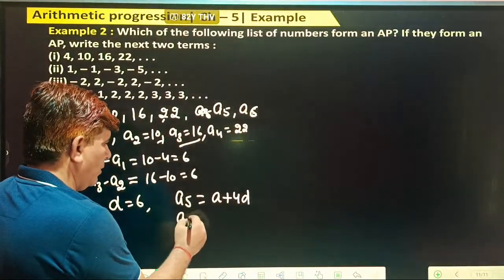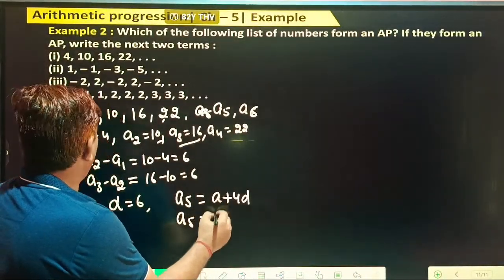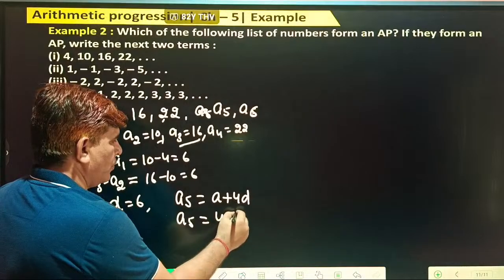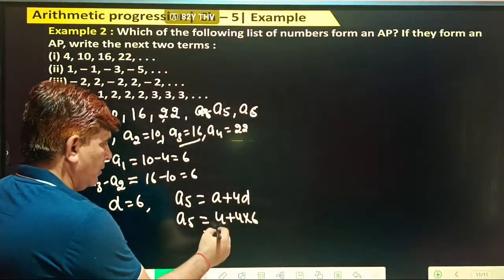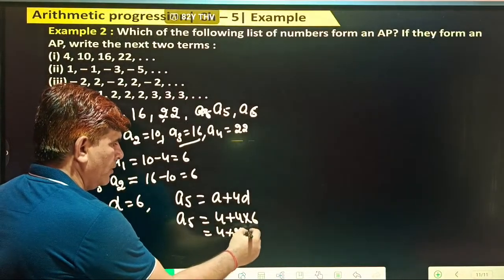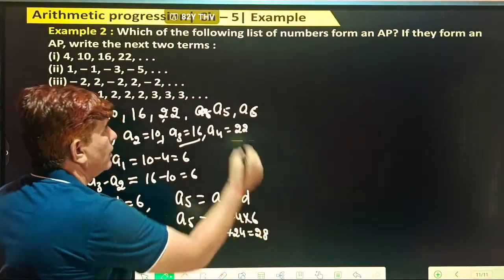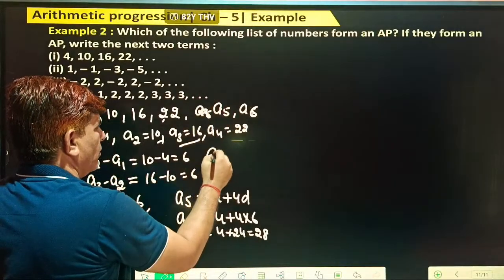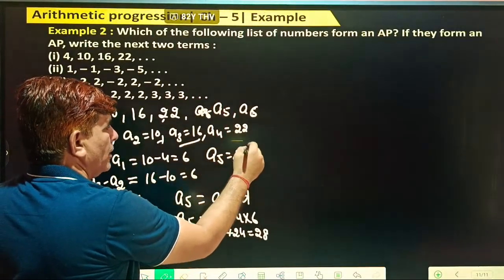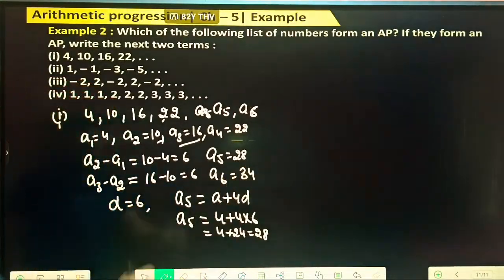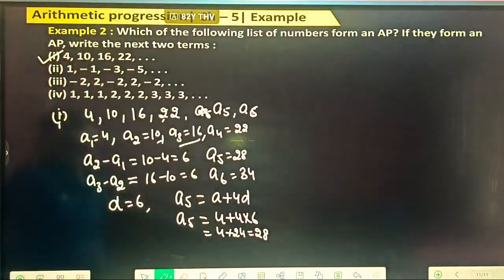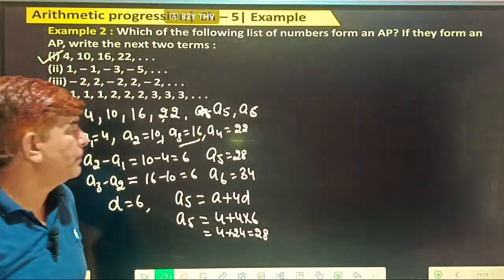So A5 is equal to what? A is 4, plus 4 into 6. How much? 4 plus 24, how much? 28. So A5 is equal to 28. Similarly, A6 is 34. So this first one is in AP.